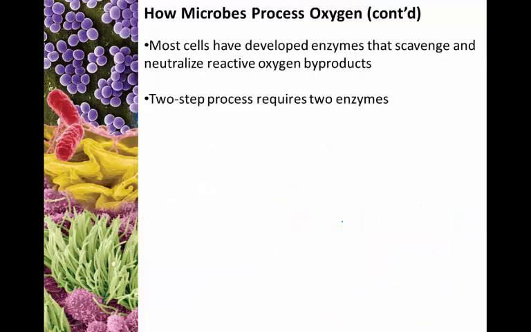If you are going to be an aerobic organism, you have got to be able to detoxify oxygen. You've got to be able to get rid of those highly reactive oxygen species that we were just talking about. So most cells develop enzymatic pathways that will find and get rid of those reactive oxygen byproducts, not necessarily by destroying them, but usually by turning them into something else that's not going to be reactive.